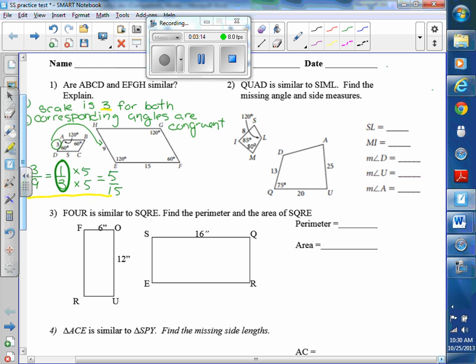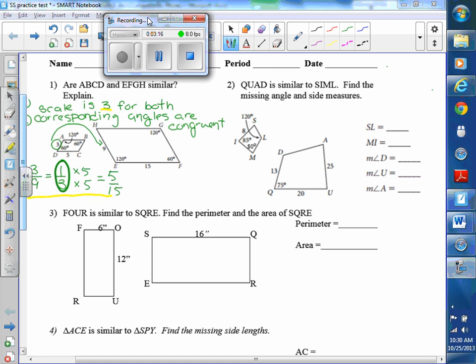Okay, on the second one, what's important here is, first of all, ordering. So Q is congruent to S because it's telling you quad in this order is similar to simul. And so Q and S are the same. So angle S would be 75. But you also look over here and you need angle D, U, and A. So U is the same as angle I. And angle I was 85, so U should be 85.